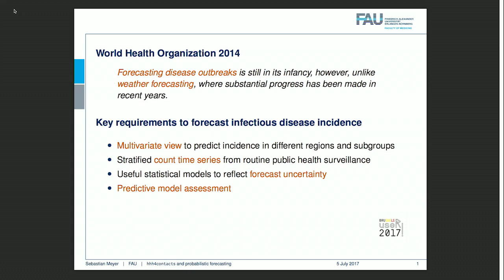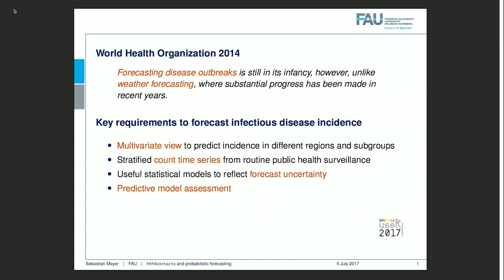Secondly, you need suitable data. This would mean data from routine public health surveillance containing counts of reported cases of infectious disease, and this data should be stratified, so at least, say, by region and by age group. Then, for useful forecasts, you need statistical models which quantify the uncertainty attached to the forecasts. And last but not least, to select among potential candidate models for forecasting, you need tools for predictive model assessment.